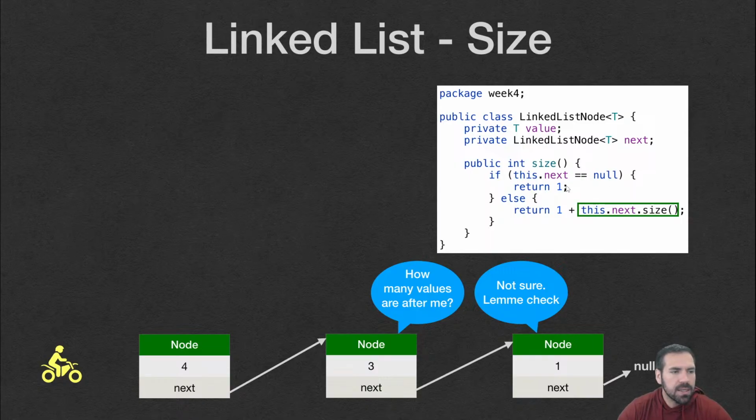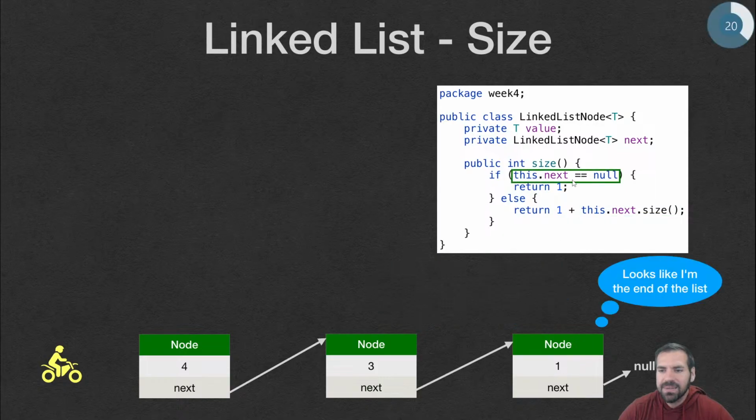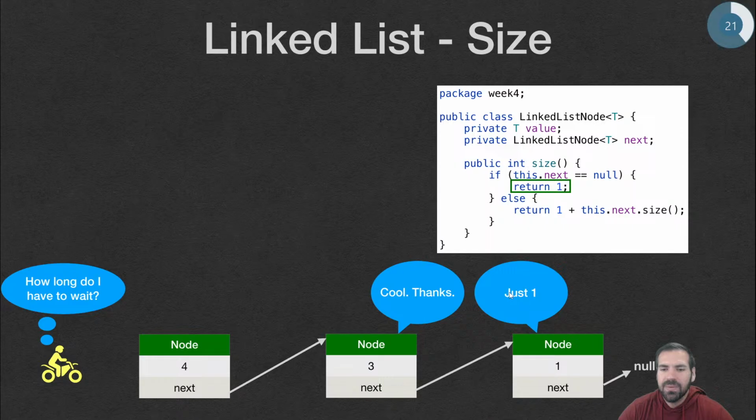Thank you. So it looks at next and it says, I'm the only node. I'm a list of size 1. So it's going to return 1. Hit the base case. It says, I'm the only node, return 1.